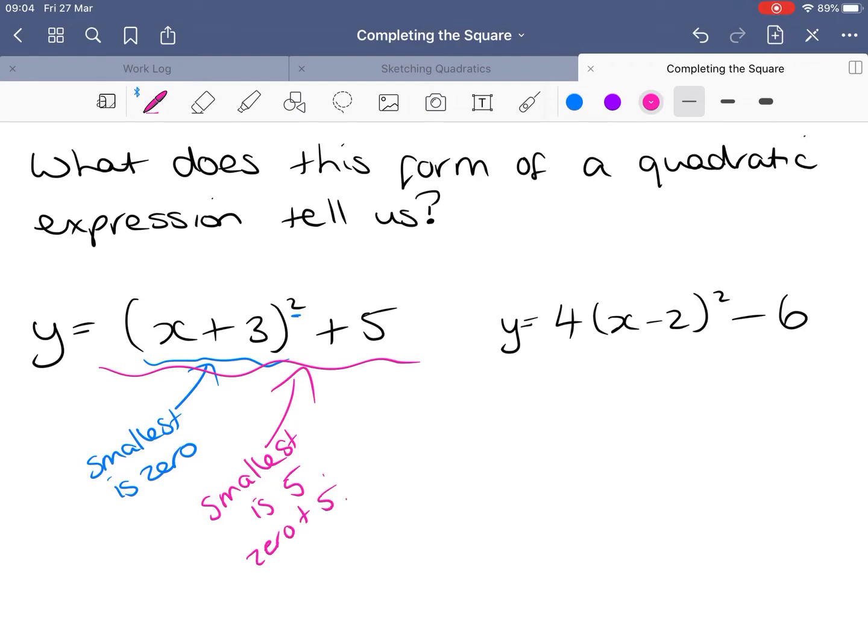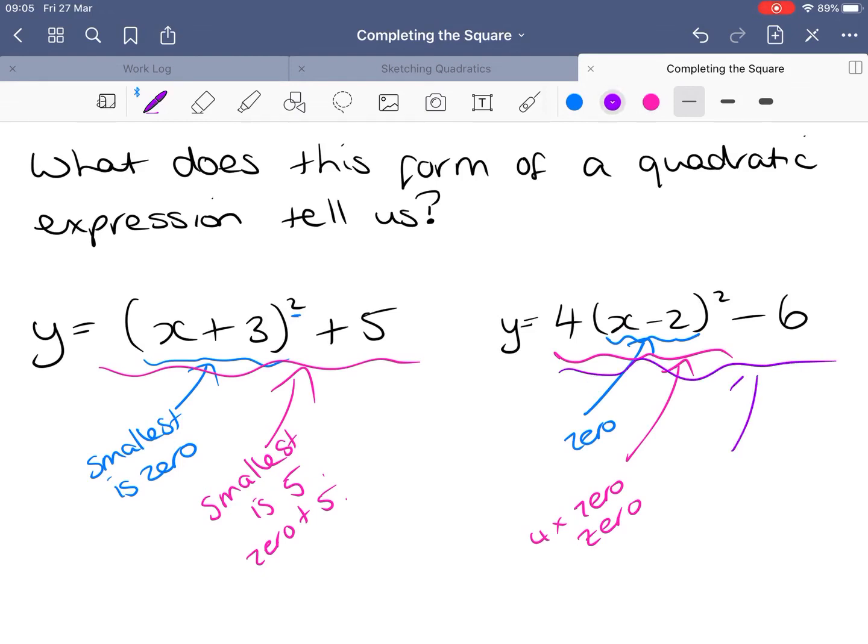Okay? The same is true for the one on the right hand side. Let's think about this. The smallest this could be is 0. So the smallest this could be is also 0, because 4 times 0 is 0, which means, final colour, the smallest this could be would be 0, take away 6, which would be minus 6.